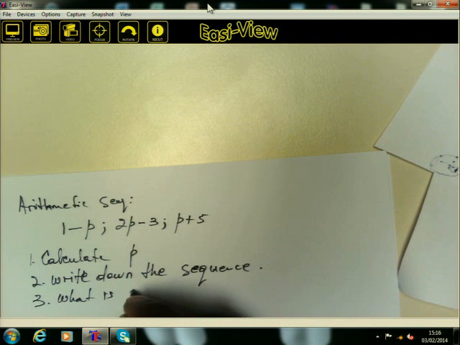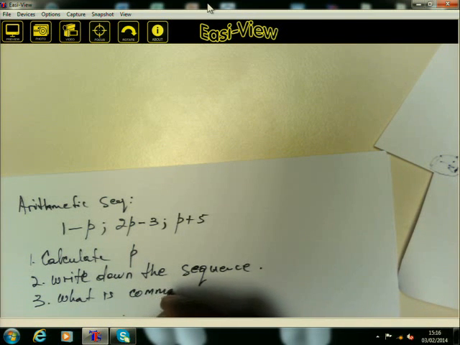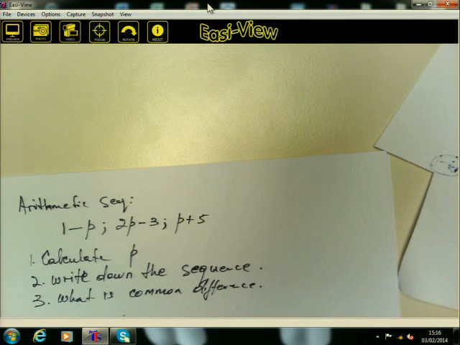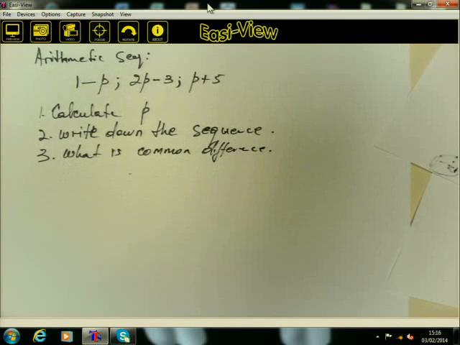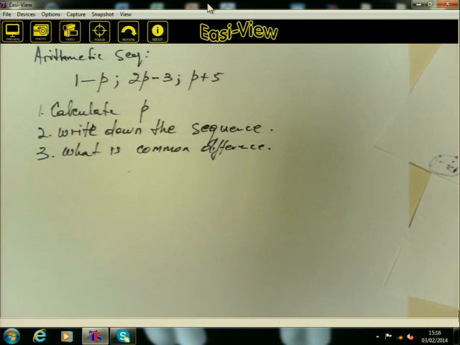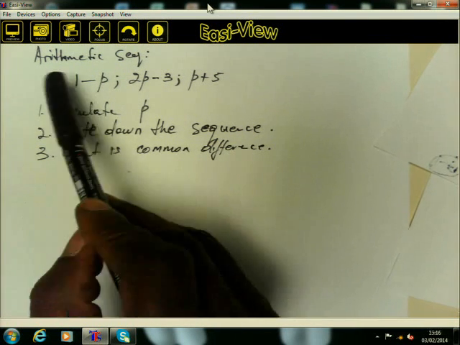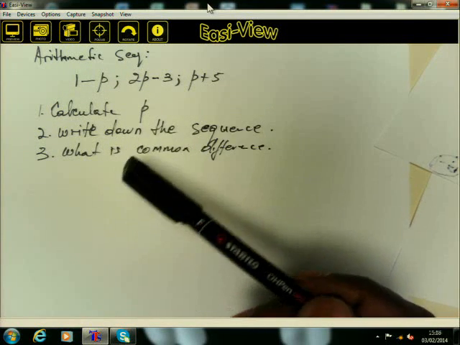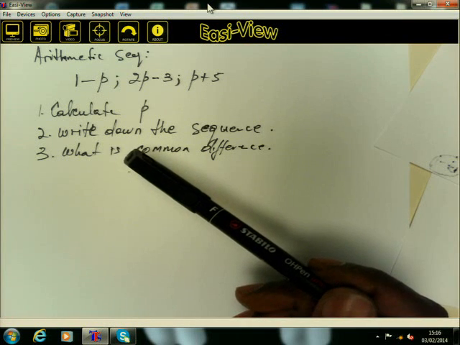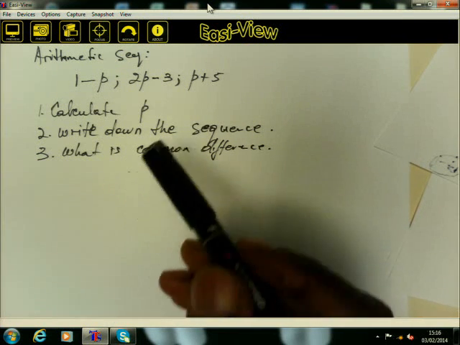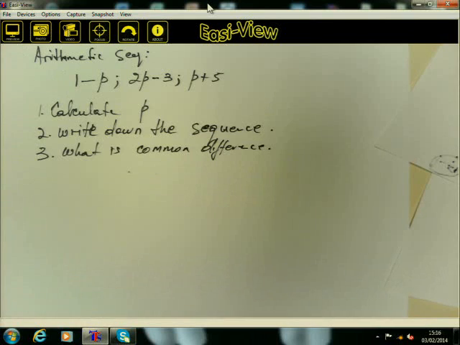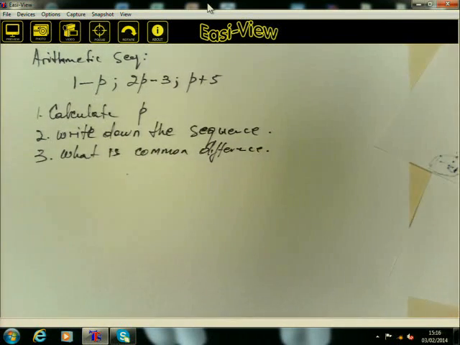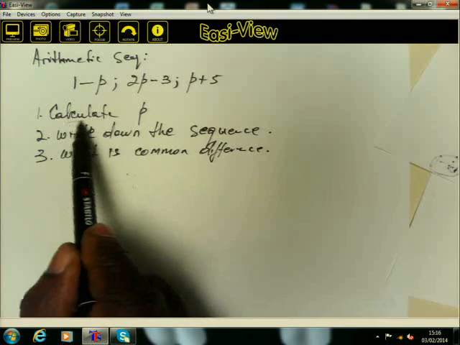What is the common difference? Let's see how we go with that together. We have 1 minus p as the first term, 2p minus 3 as the second term, p plus 5 as the third term. From that, we will be able to get the value of p as required.